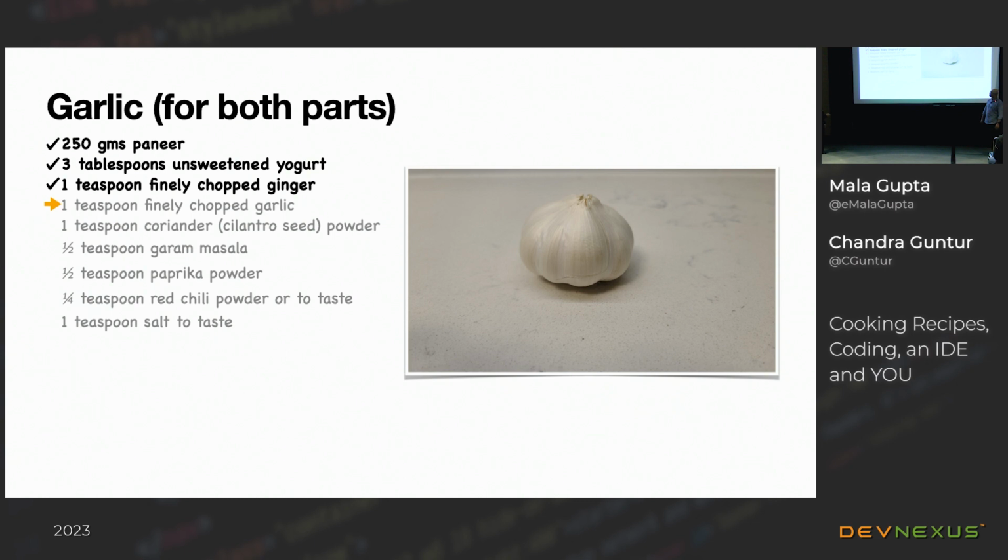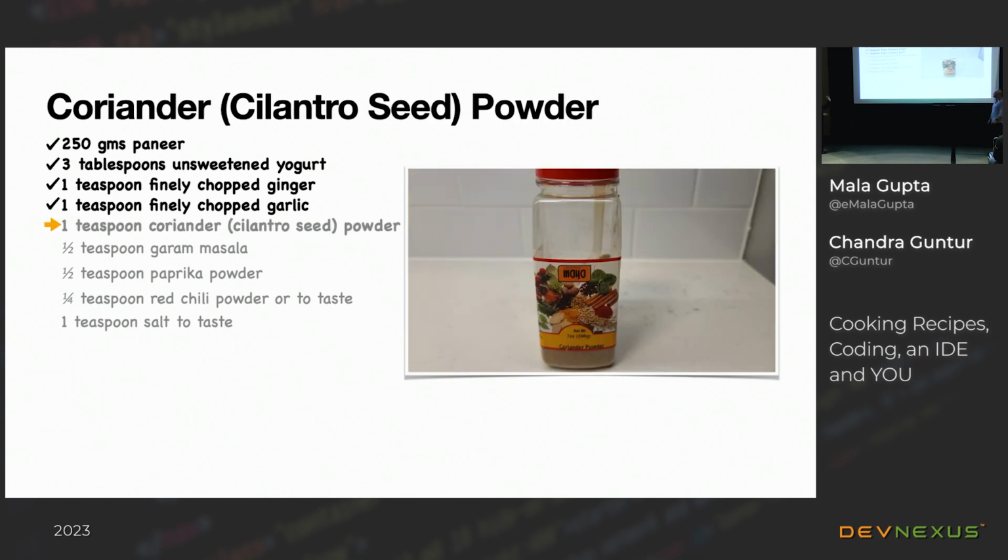Good. So do we have the garlic? Yes, for both parts of the recipe, again, garlic is very important. So this is the cilantro powder. That's another ingredient you might not know, but of course, we just skip to the rest.